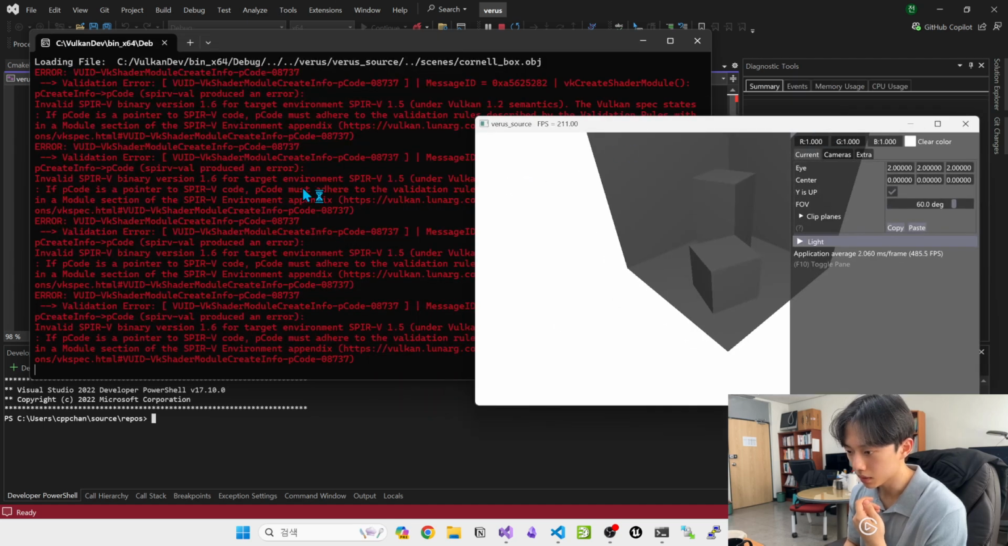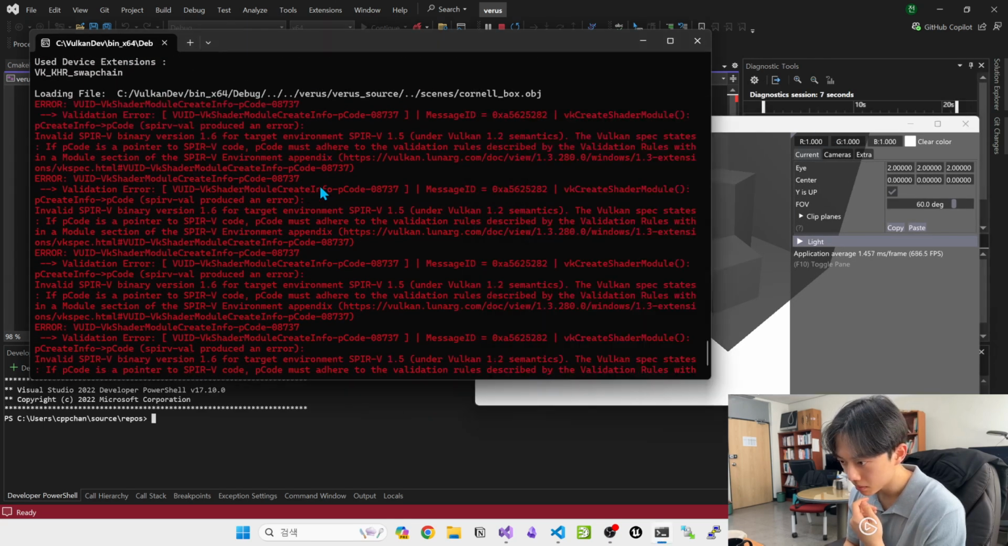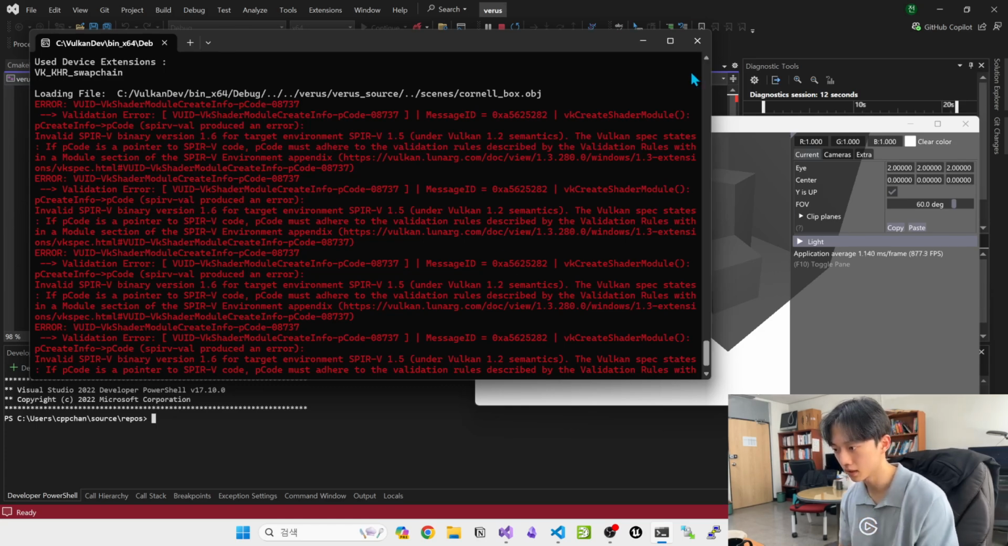So we can run the application, but I don't know what this problem is. Now this is a SPIR-V format error.